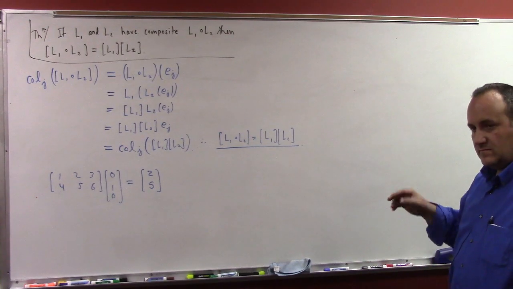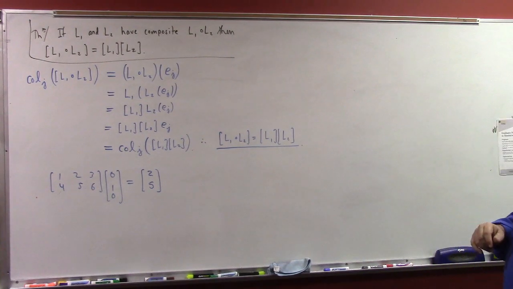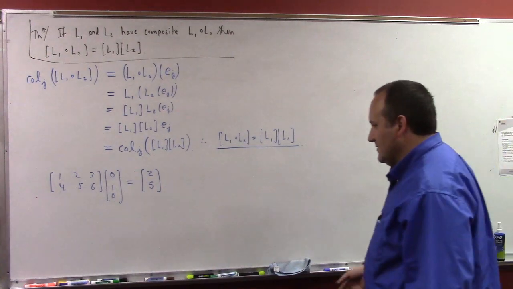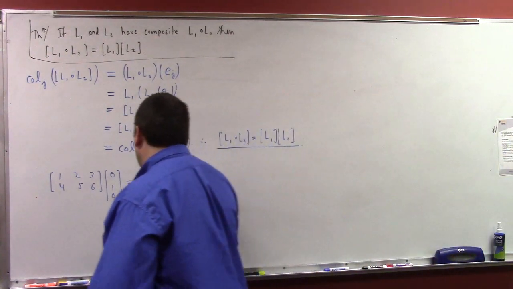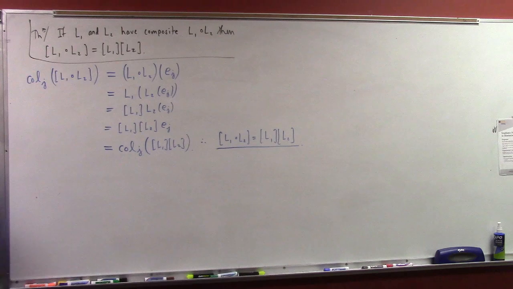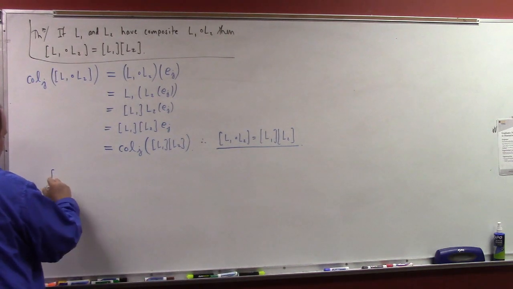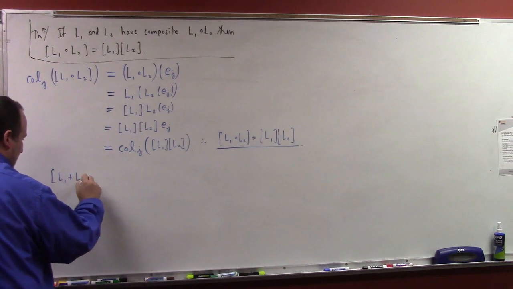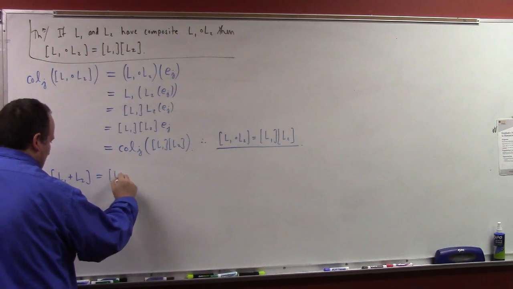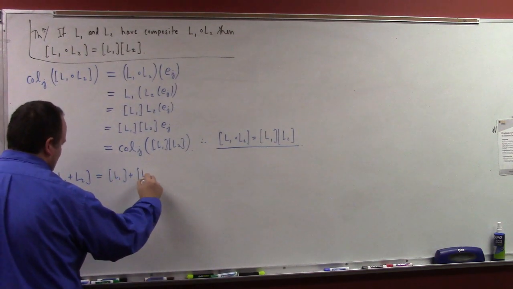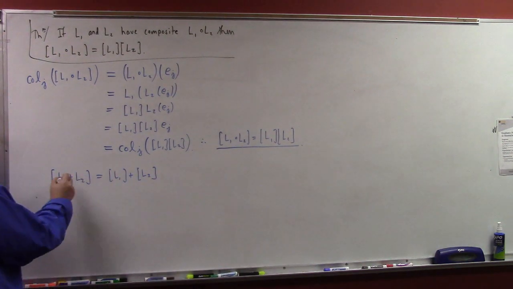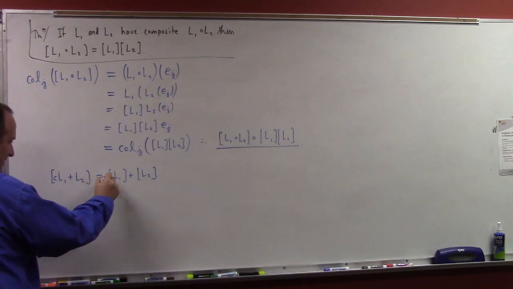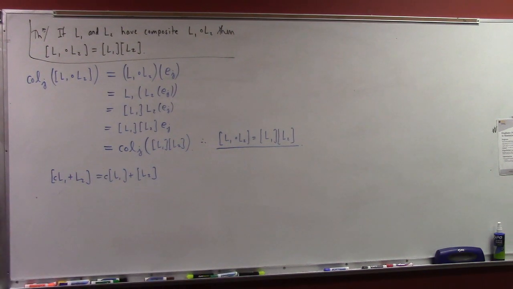Any questions? Okay, so there are other less tricky things. Like the matrix of L1 plus L2 is the matrix of L1 plus the matrix of L2. That's super easy to prove. And if you've got a constant here, you can pull it out, right? So these things are true.